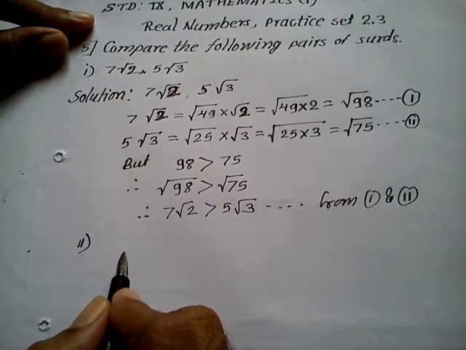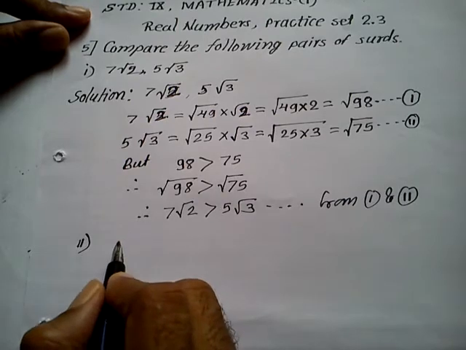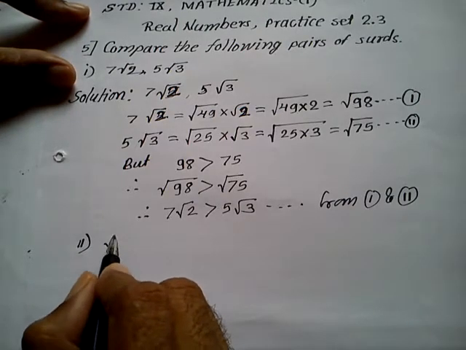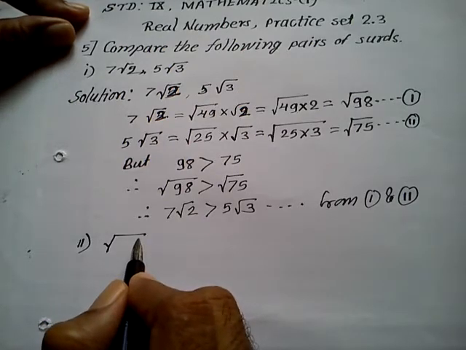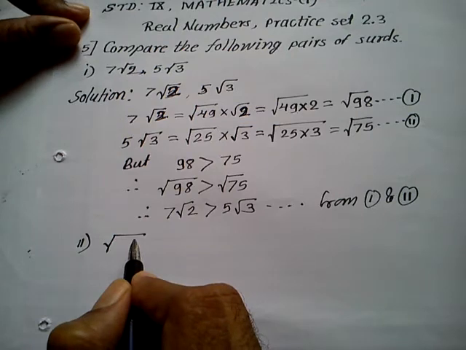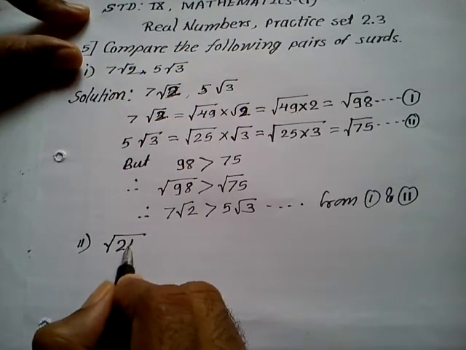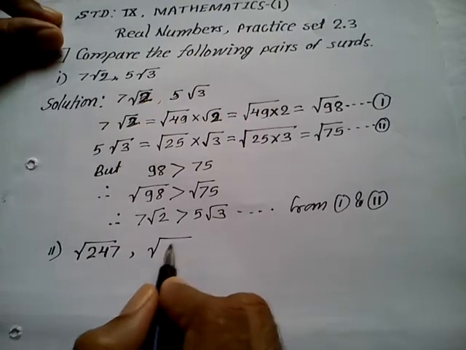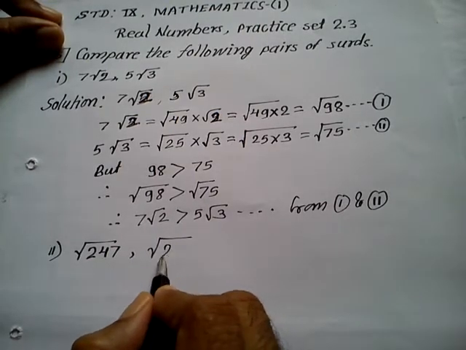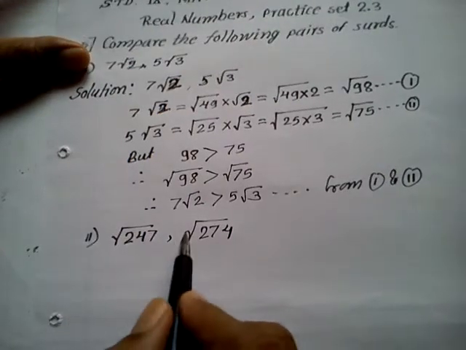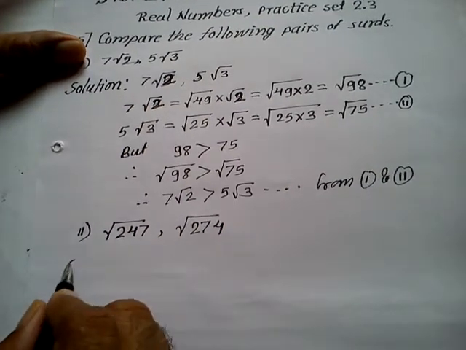Now second example. Take out the book. Observe examples carefully. Second one is given to us. What is given to us? Root, which one? That is very simple. Root 247 and second root 274. Order of this surd is 2. Order of this surd is 2. Solution.